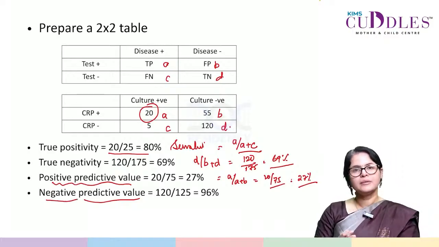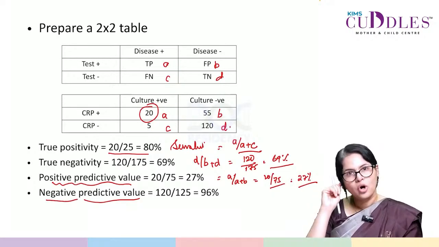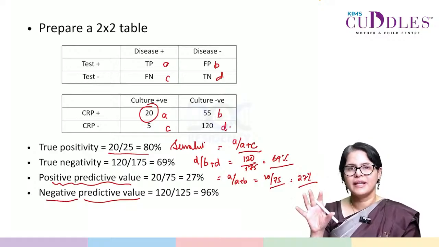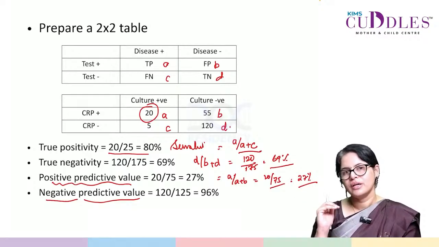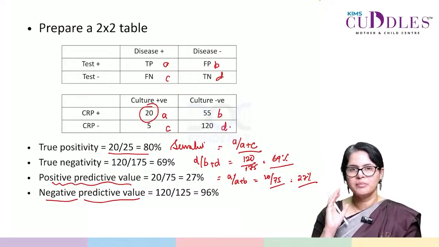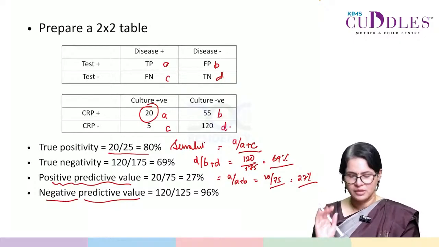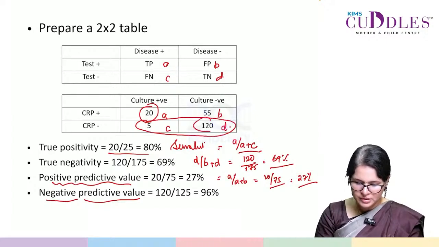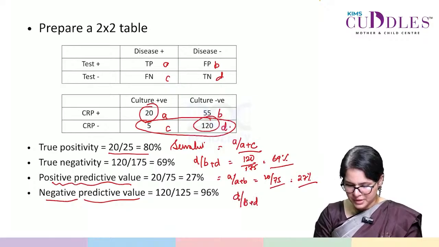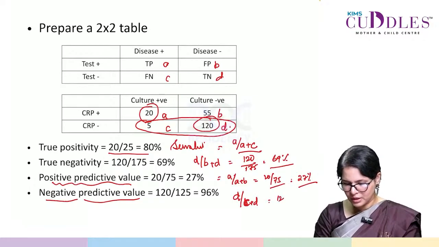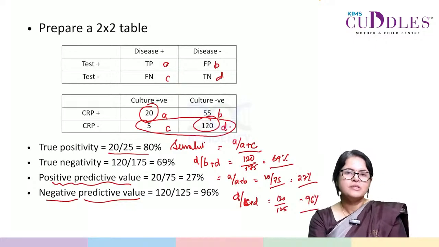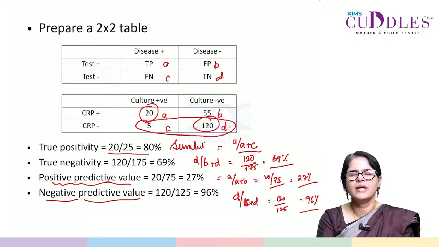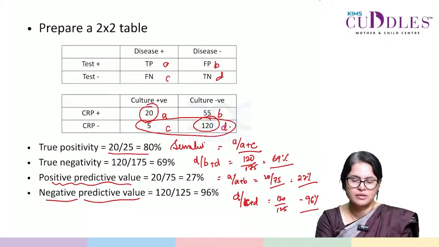Negative predictive value, on the other hand, is defined as the number of non-diseased individuals out of the test negative babies. So if you have 100 test negative, CRP negative babies, how many of them were actually not diseased? So here in this case, test negative is this column, right? And the true negative is this, 120. So this is D by C plus D. So it's 120 by 125, which is 96%. So it is an excellent negative predictive value, which means if you get CRP negative, then we have excellent likelihood that the baby is truly not diseased. So it gives us great confidence that the baby doesn't have infection.